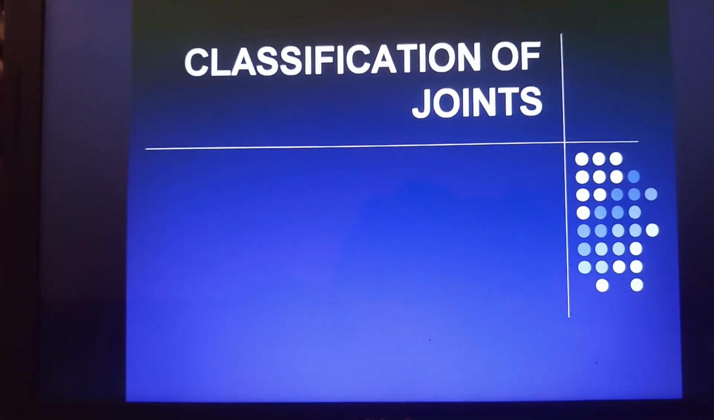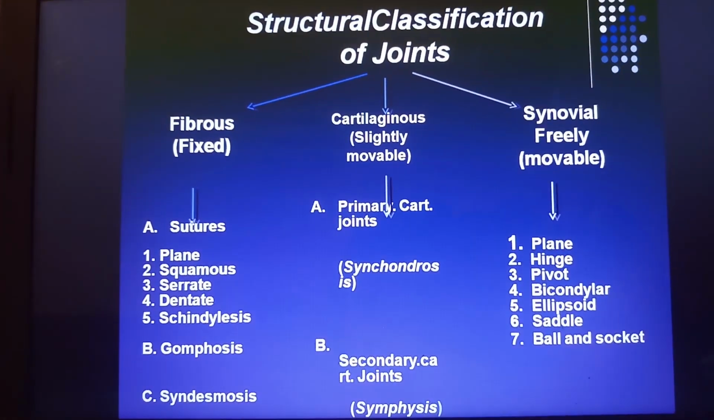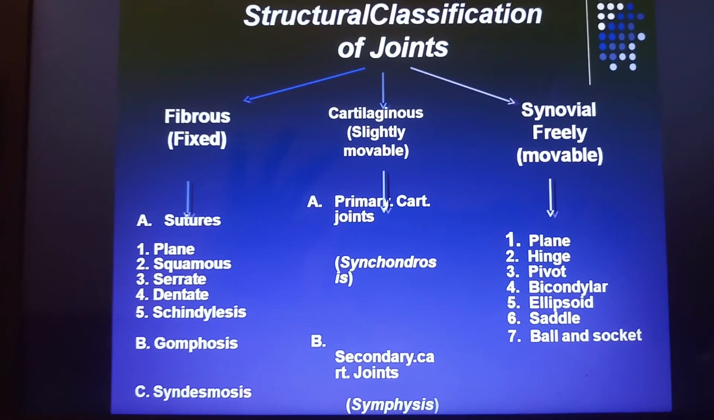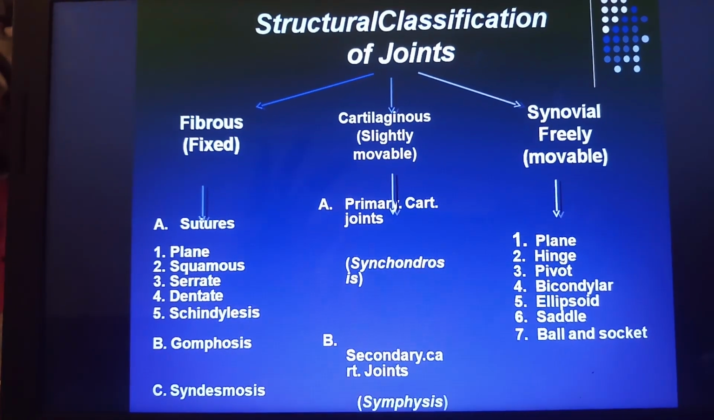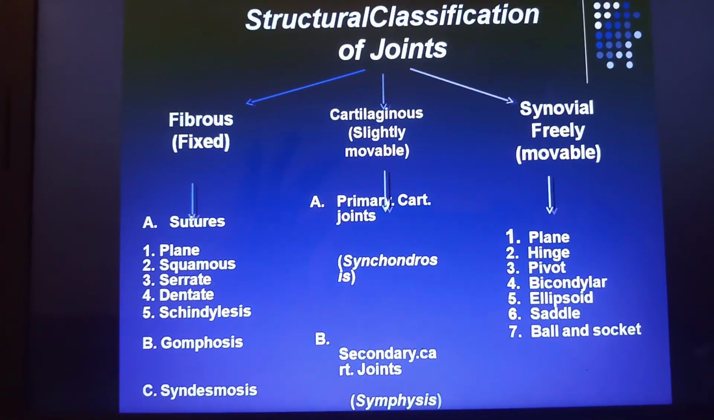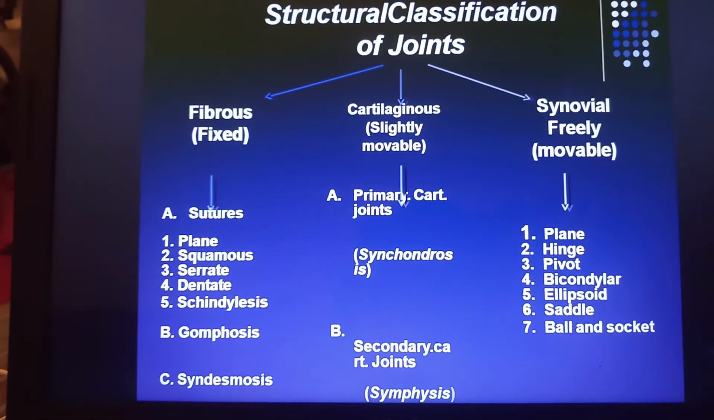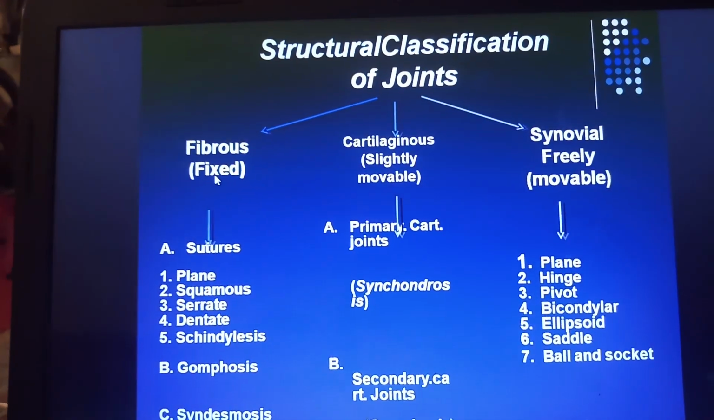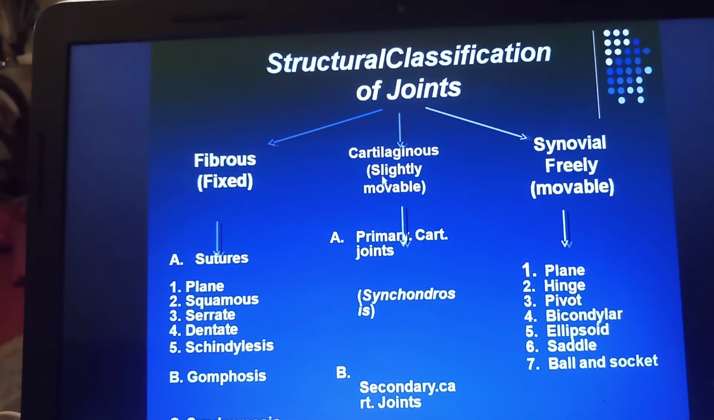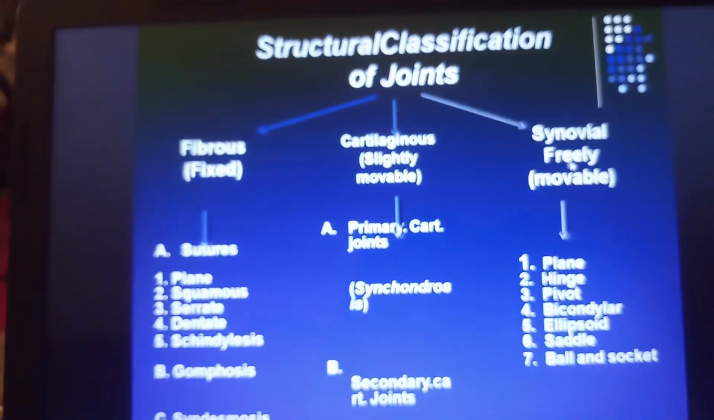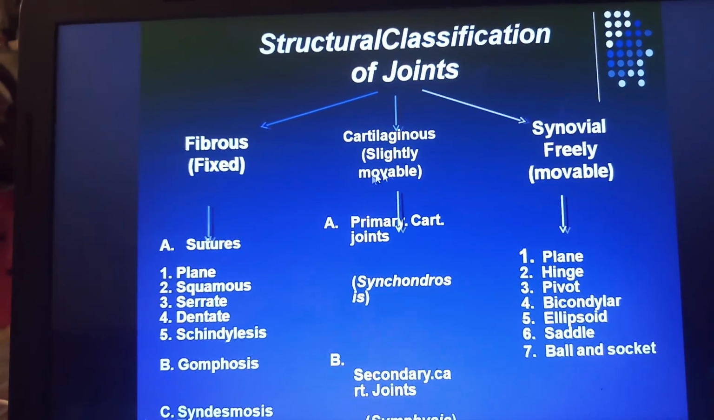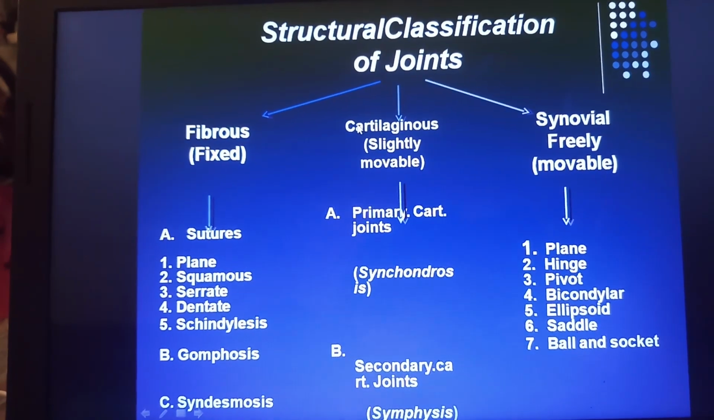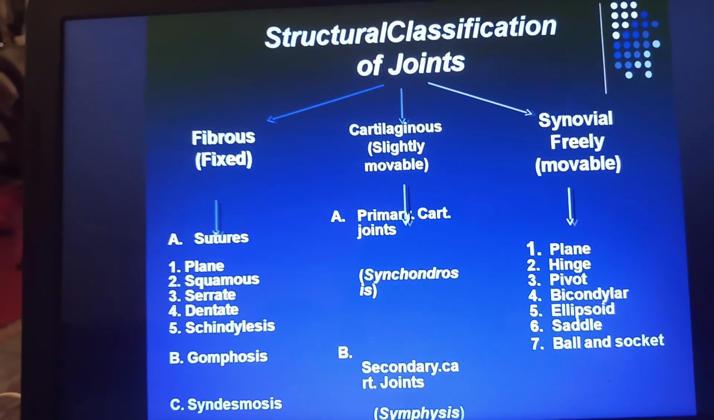Now we will discuss the classification of the joints. I told you that joints are classified structurally and functionally. Firstly, we will discuss the structural classification of the joints. Structurally, the joints are classified into three types: fibrous, which are also known as the fixed joints; then the cartilaginous, which are slightly movable joints; and third, the synovial, which are freely movable joints. These are the three types of joints if we classify joints structurally. Then we will discuss them one by one.